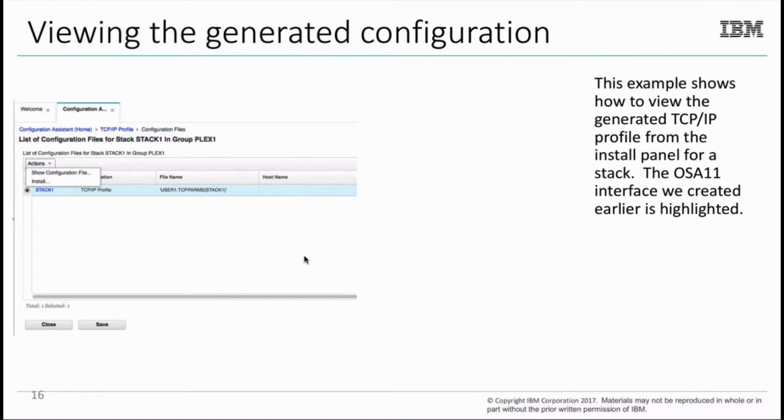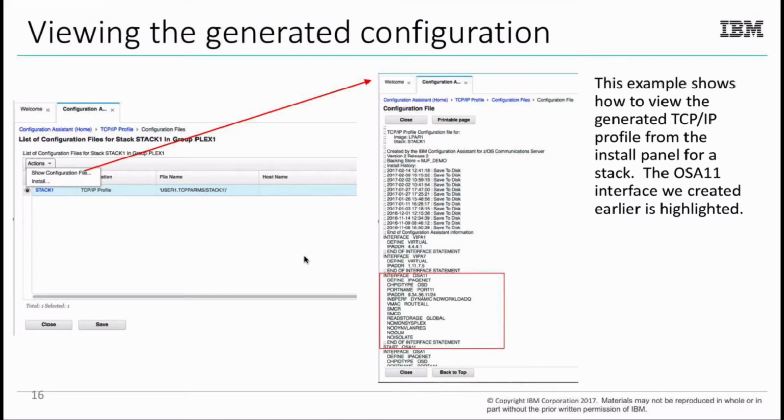When I show the configuration file, we show you the contents of what's going to be installed. In this example, this is the TCP/IP profile for stack 1 that will be installed by the Configuration Assistant, so you can review it before sending it over. And I've highlighted OSA 11 in red because that's the interface we created a few slides ago.